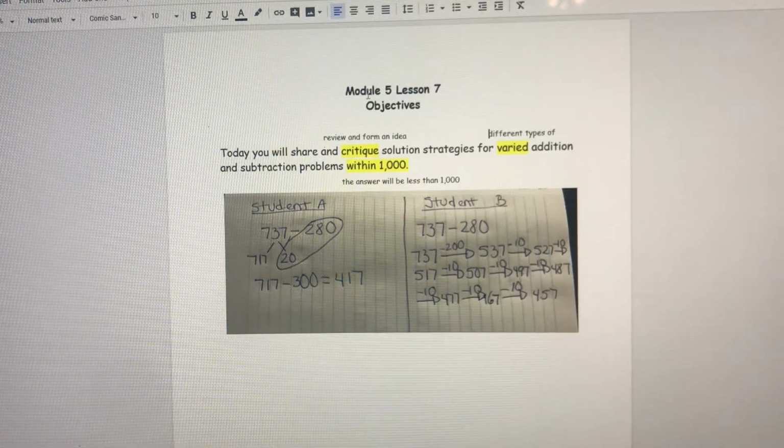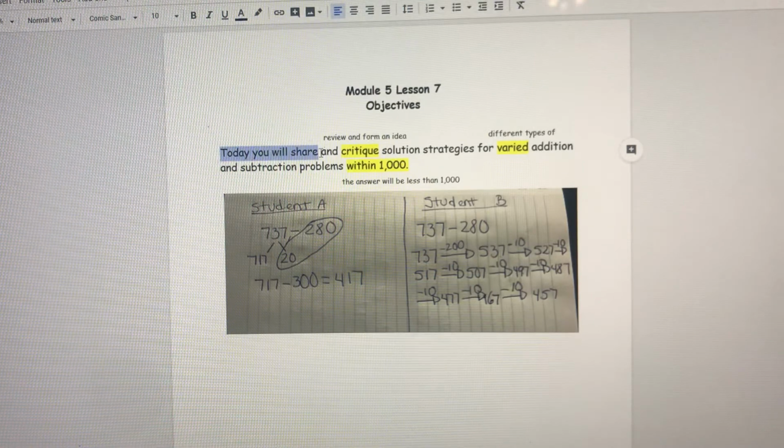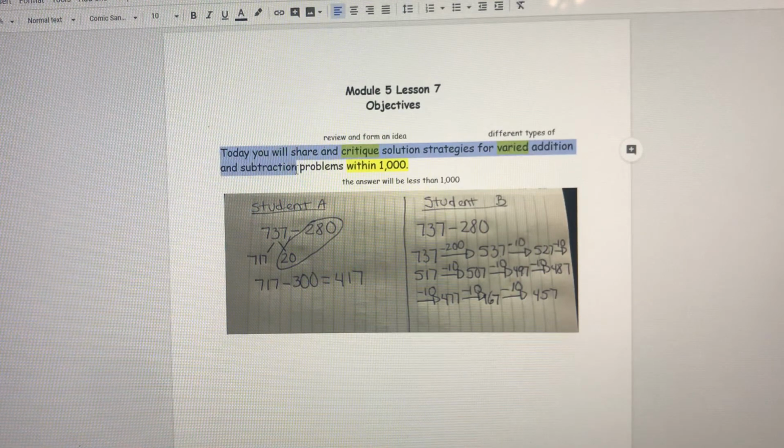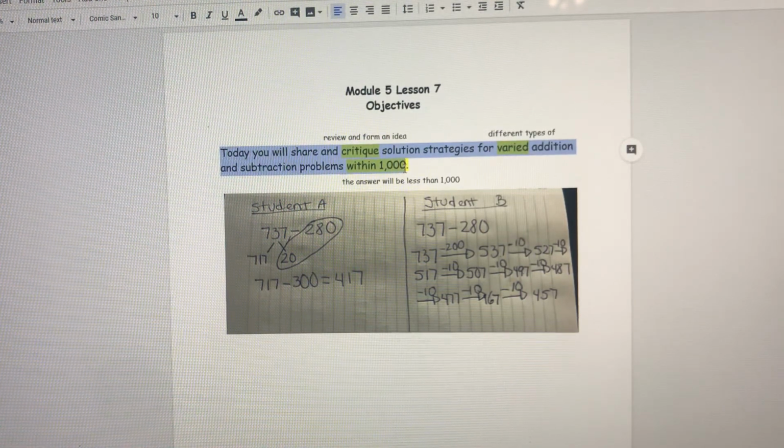Today we're doing Module 4, Lesson 7. The objective is today we will share and critique solution strategies for varied addition and subtraction problems within 1000.